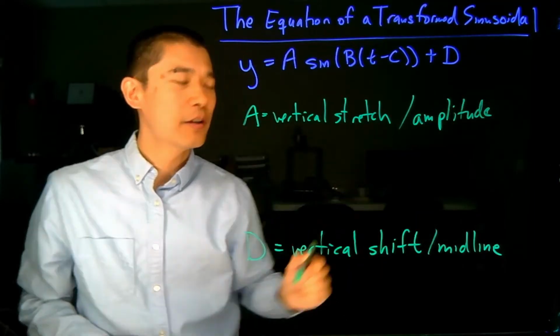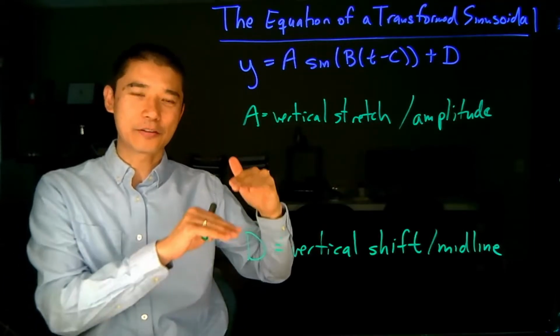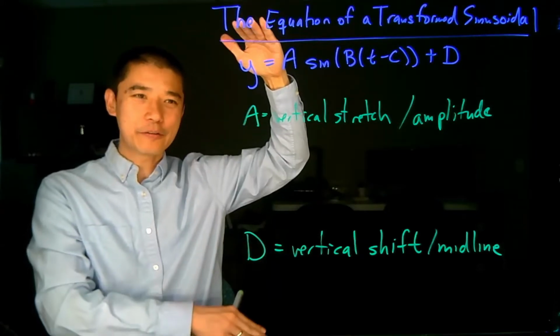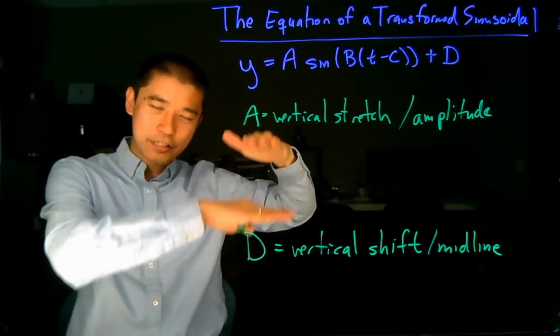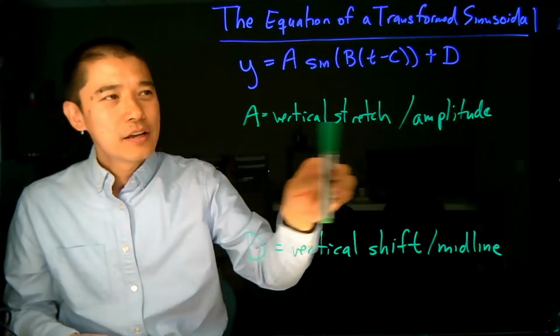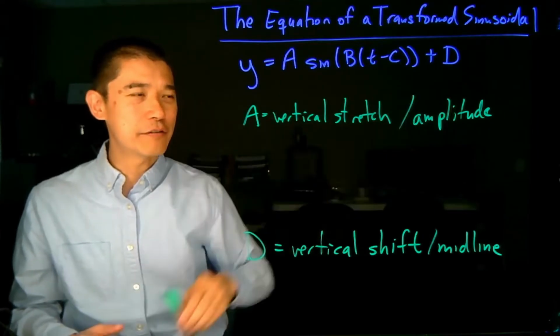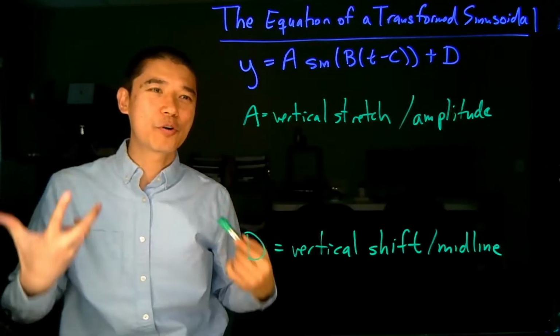The amplitude for the basic cosine or sine function is 1, and then if you multiply by a bigger number, it stretches vertically. If you multiply by a number smaller than 1, it gets compressed downward. The vertical stretch and the vertical shift, those are the ones that most students tend to be more comfortable with.